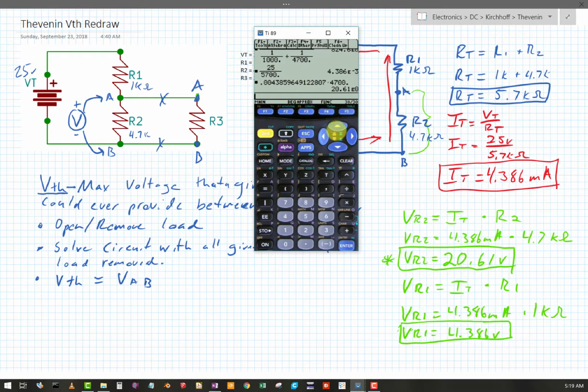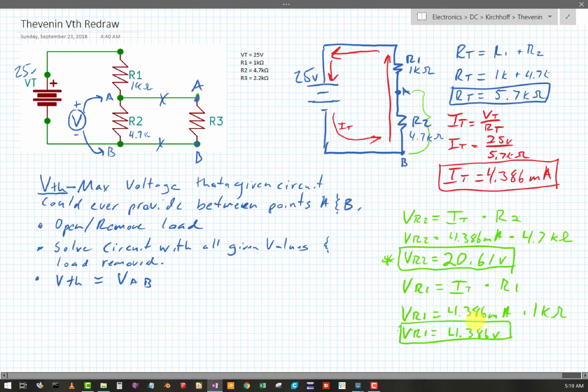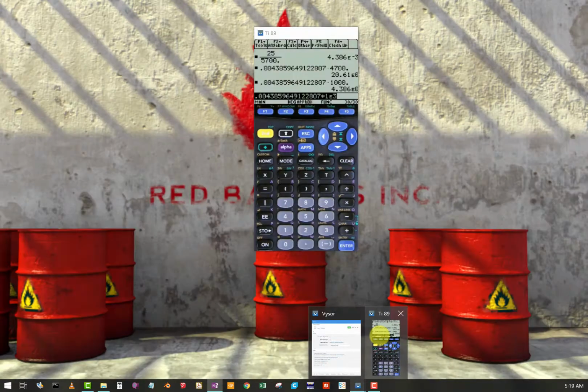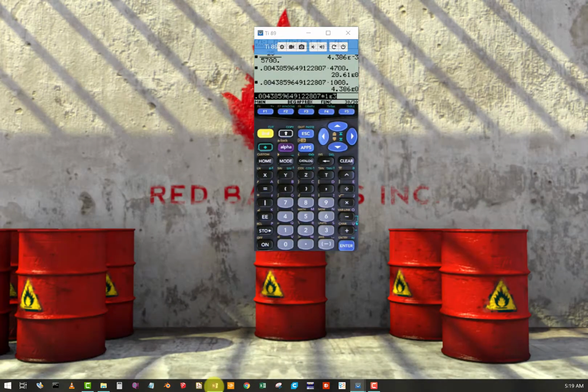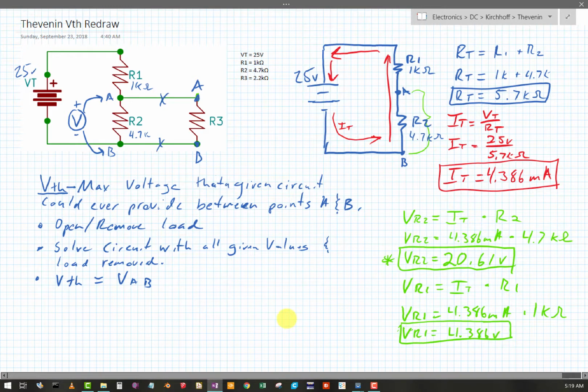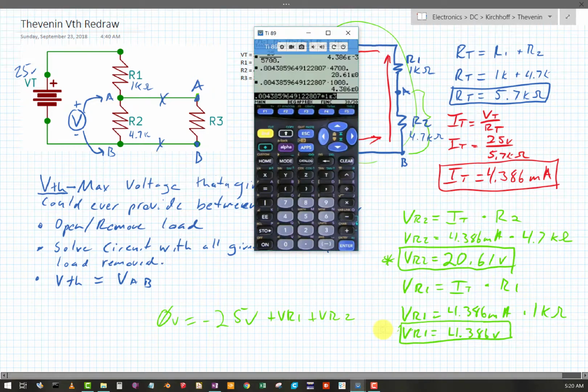Alright, so let's look at that. So let's go back up and grab that current times 1k ohms. Boom. So my mental math was working. Okay, now that's all good. So if it double checks, Kirchhoff tells us that 0 volts equals minus 25 volts, now I'm just going around my loop here, plus VR1 plus VR2. Alright, well, let's see what old Kirchhoff has to say about my math today.